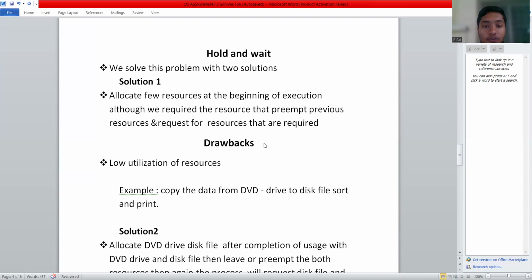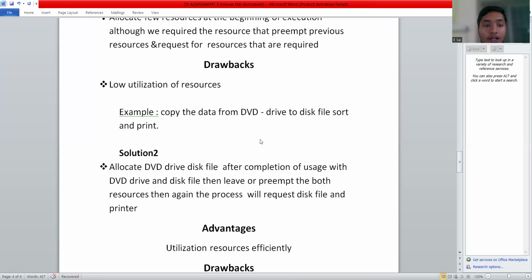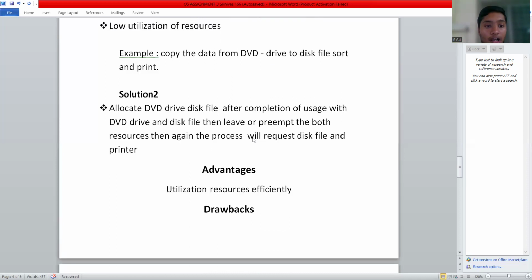Solution 1. Allocate all the required resources at the beginning of execution, so a process does not request further resources while holding others. The drawback is low utilization of resources. Example, copy data from a DVD drive to a disk file, then sort and print.